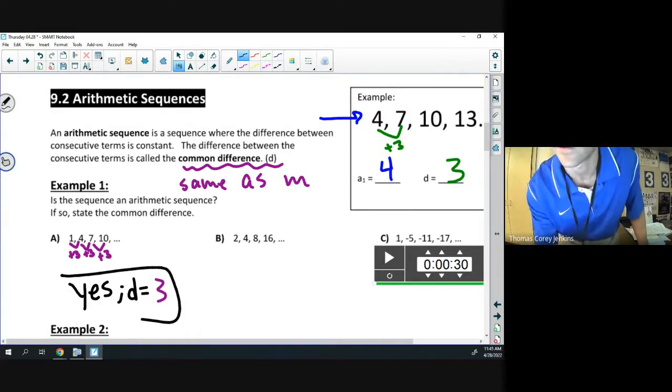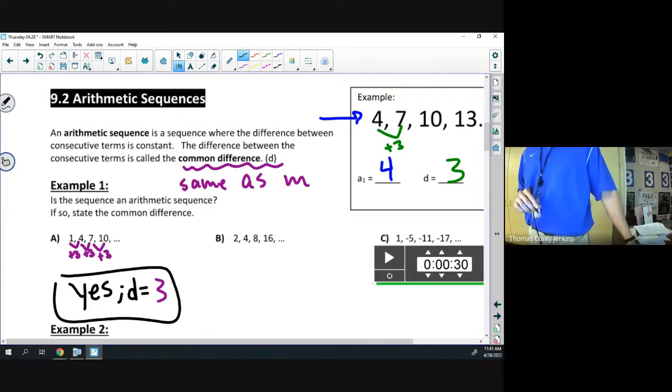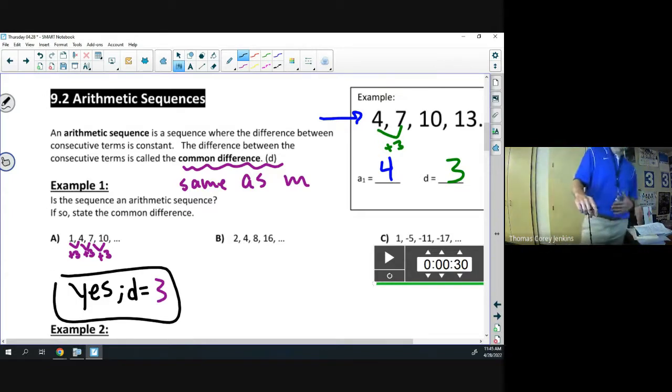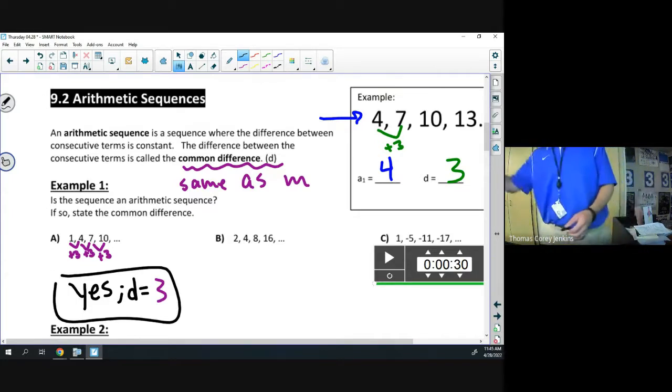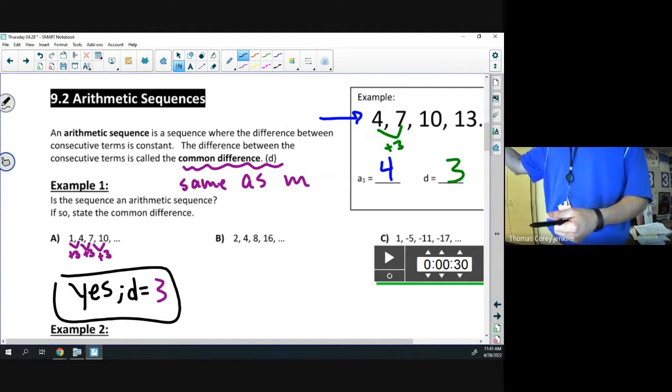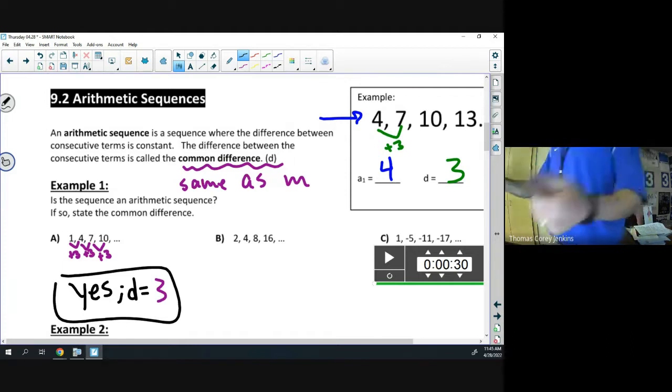Right? d just describes the pattern. Okay. Now looking at B, first of all, before we answer the question, is there a pattern that you can see? Right, yeah, so that pattern would be what? Multiply by 2. They're doubling every time. But the answer to is it an arithmetic sequence is no, okay?